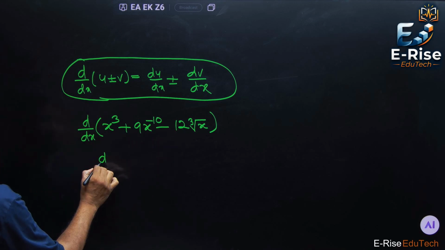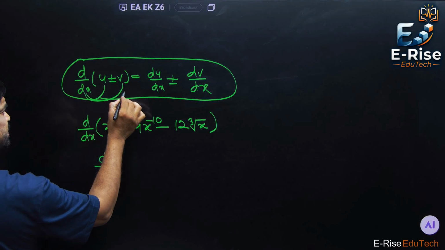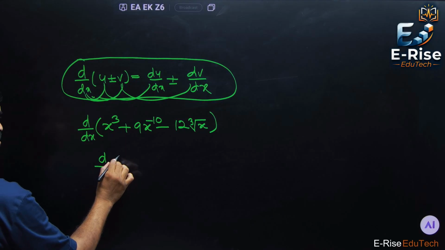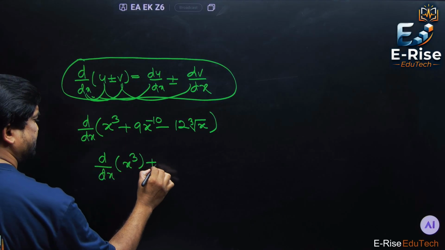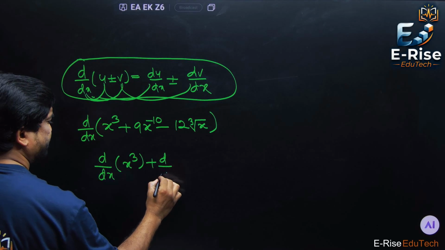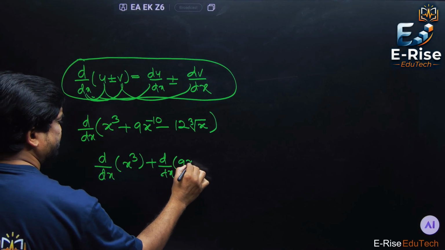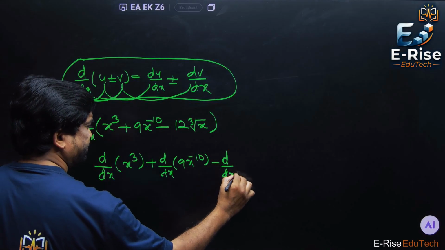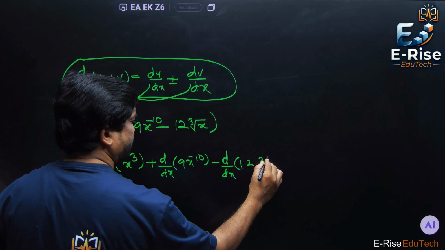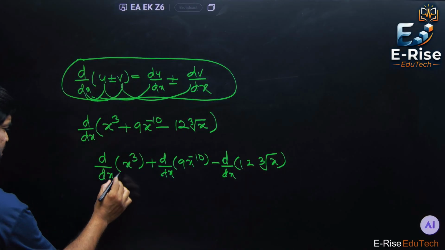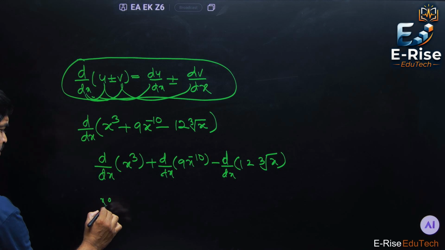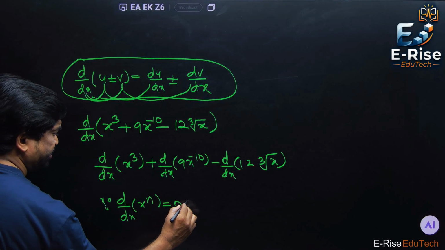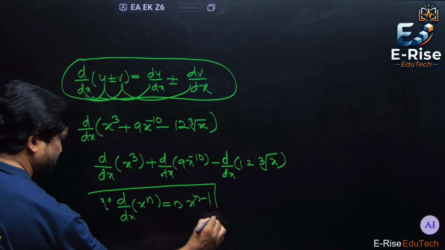So simply it is separated. Here separated now, like this, from here to here, here to here. So d by dx of all separated: d by dx of x cube plus d by dx of 9 x to the power minus 10 minus d by dx of 12 cube root of x. Simple. So use the formula like what? d by dx of x power n equal to n into x power n minus 1. Can use this formula.